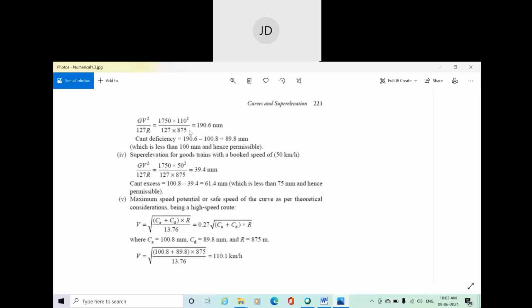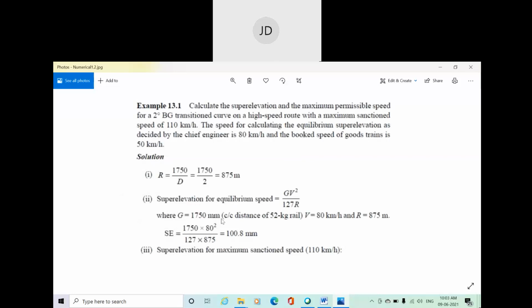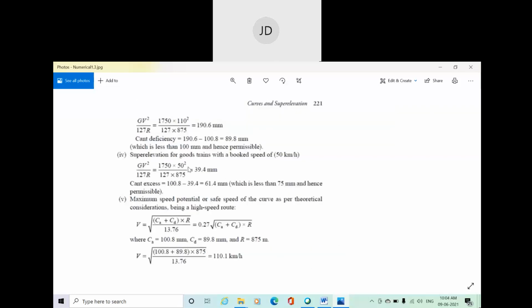Okay. So this is all about your superelevation. Different superelevations can be determined. This is your superelevation considering equilibrium speed. Now the second one, superelevation considering the maximum sanctioned speed. Next, superelevation for the goods train. From this value, we can find out cant deficiency also, cant excess also.